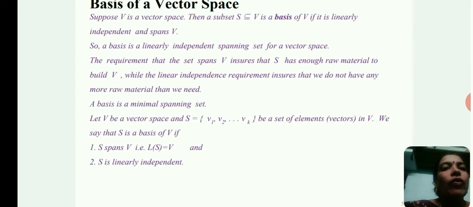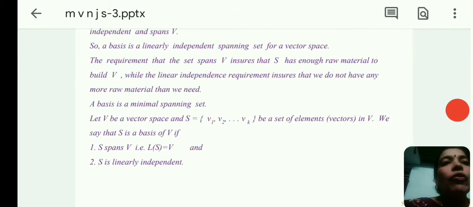What is a basis of a vector space? Let V(F) be a vector space and S be any subset of V. Then S is called a basis of V(F) if the following two conditions are satisfied. First, S is linearly independent, and second, L(S) is equal to V. That is, each vector of V can be expressed as a linear combination of elements of S.